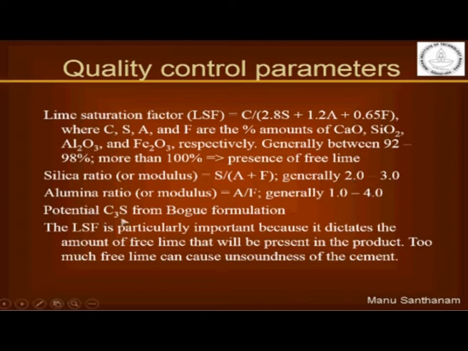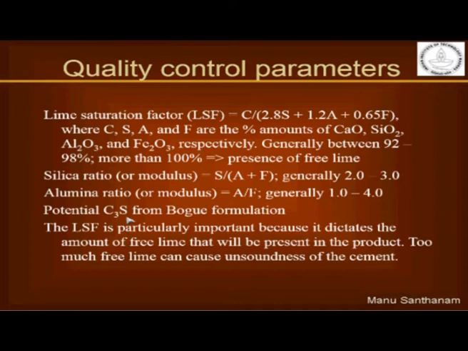And then you also get the potential tricalcium silicate content from the Bogue formulation. I told you earlier that modern cements are based on producing very high quantities of C3S because that leads to the highest rate of strength gain for your concrete. So we are interested in seeing whether the cement that we are producing has the right quantity of C3S. What is the Bogue formulation? We'll come to that in the next chapter on cement composition, but for now this is one of the parameters that needs to be checked by quality control.